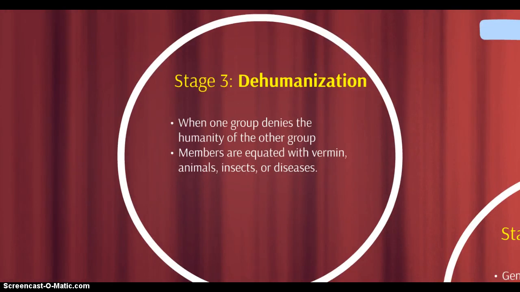The third stage is dehumanization. This is when one group denies the humanity of the other group. Members of it are equated with animals, vermin, insects, or diseases. In dehumanization, one group does not see murder or killing the other group as a problem because they do not see the other group as human. You will notice that a lot of times the Hutus will refer to the Tutsis as insects or rats or termites. And so it's not hard for them to kill them because they do not believe that they are actually human.